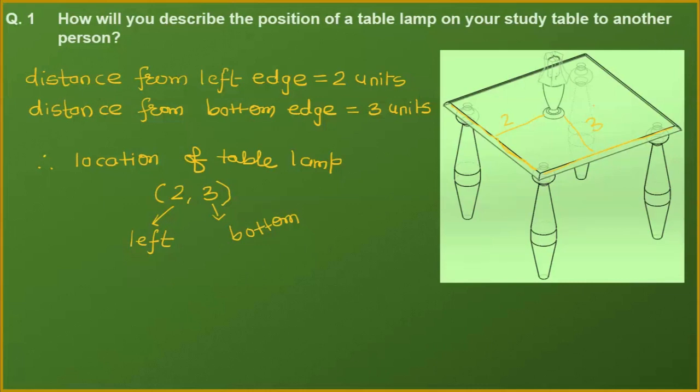Similarly, on the table you can find out the location of any book over there. Suppose I keep some book here and I want to find its location, so from the left and the bottom edge, again I can find out the location of the book on the table. Okay, so I hope you understand how we can find out the location of any object on the given surface. Now let us see the second question.